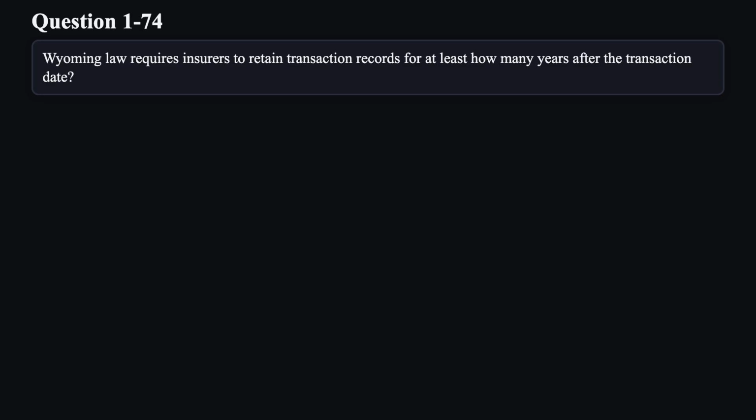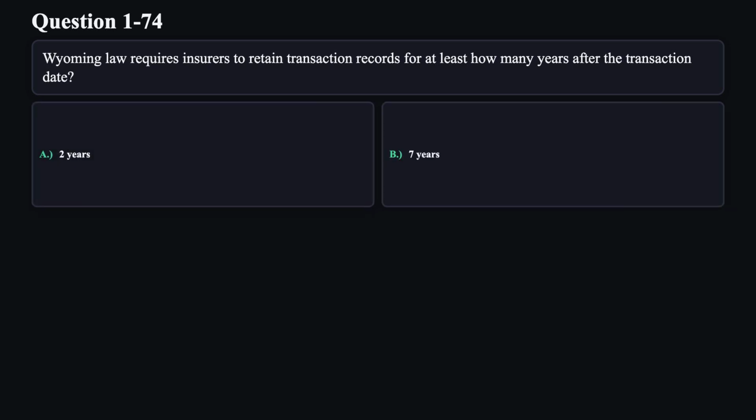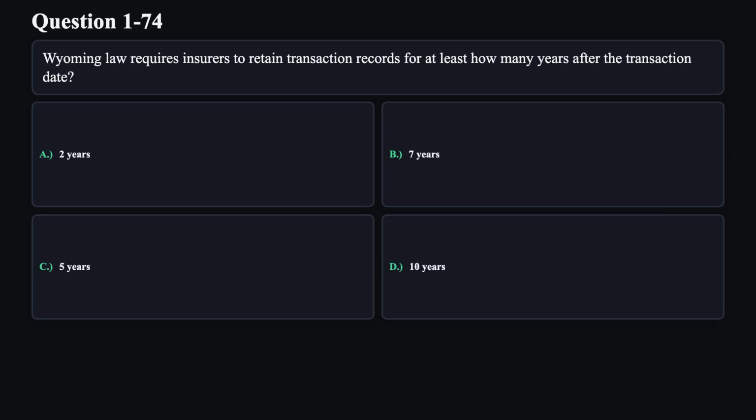Question 74. Wyoming law requires insurers to retain transaction records for at least how many years after the transaction date? A. 2 years. B. 7 years. C. 5 years. D. 10 years.